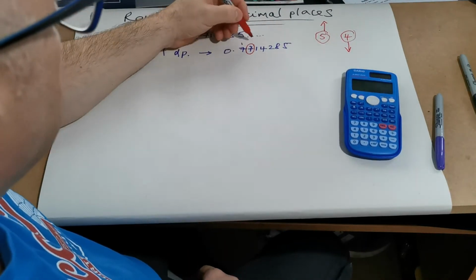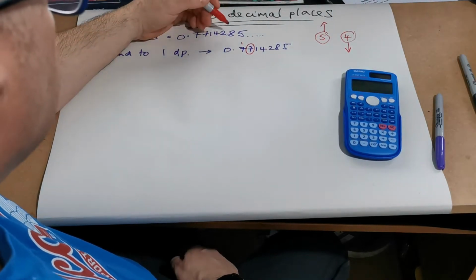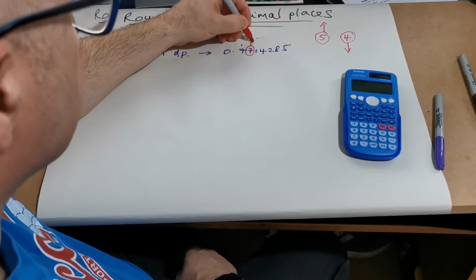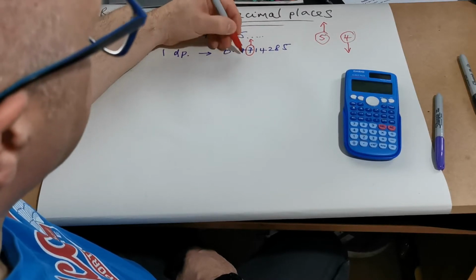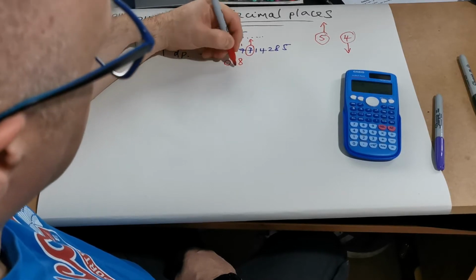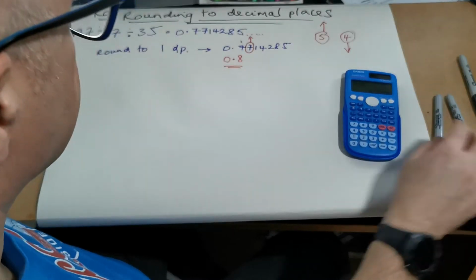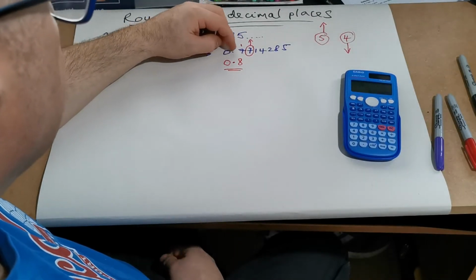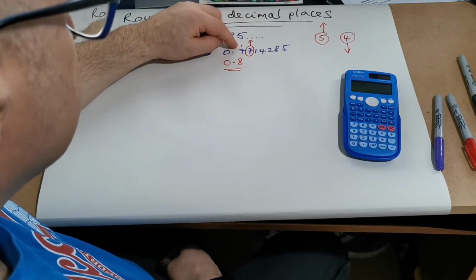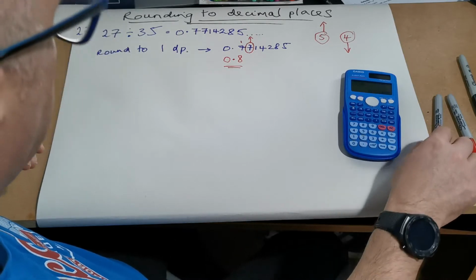We'll discuss that in a moment because I think that's important too. But here 7 tells me to round up. So that means that this value is going to go up by 1. So my answer is 0.8 to 1 decimal place, because that is closer to 0.8 than it is to 0.7, because it's beyond halfway between 0.7 and 0.8.